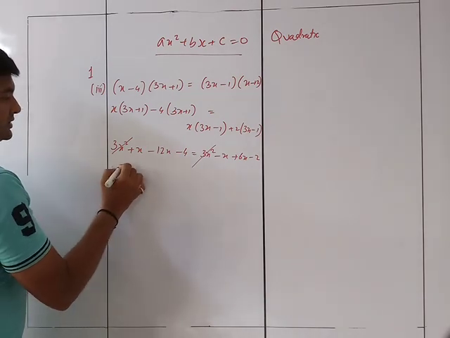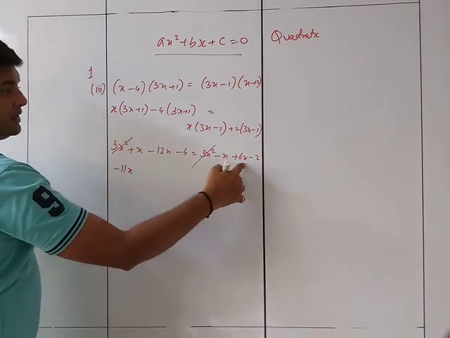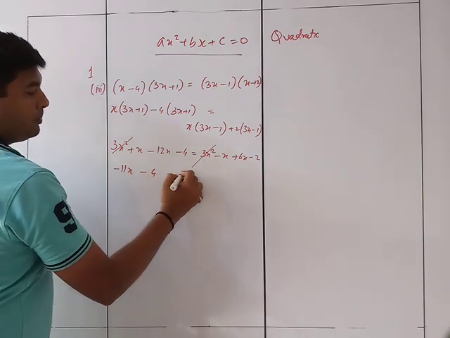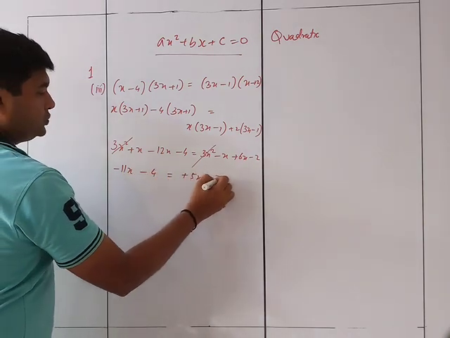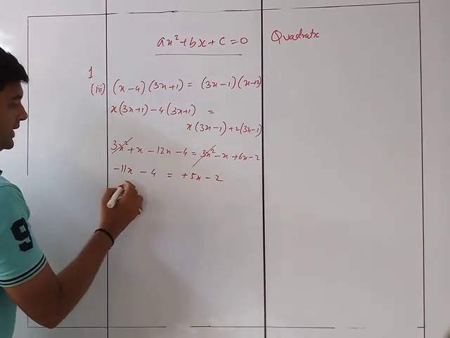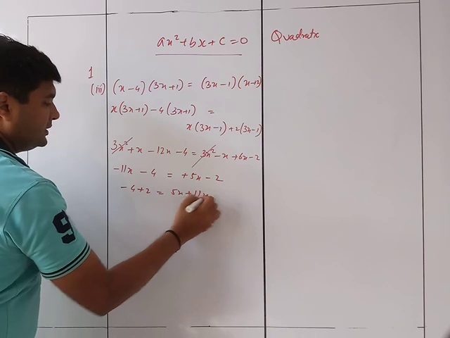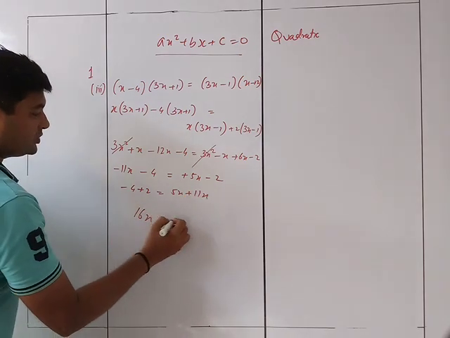Here it is minus 11x, and here it is plus 5x. So minus 11x minus 4 is equal to plus 5x minus 2. This gives you minus 4 plus 2 is equal to 5x plus 11x. That is, 16x is equal to minus 2.